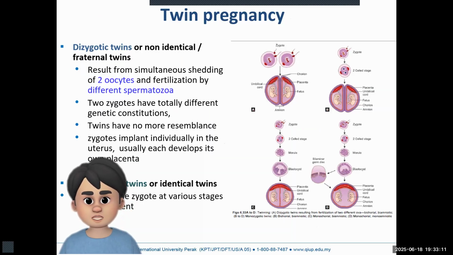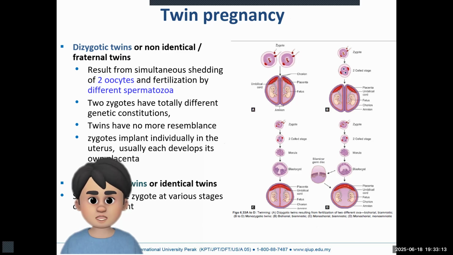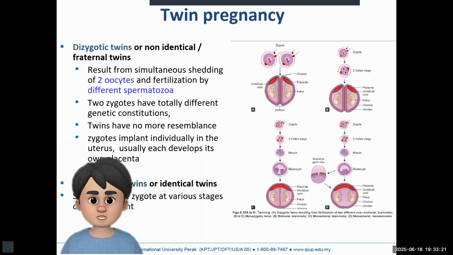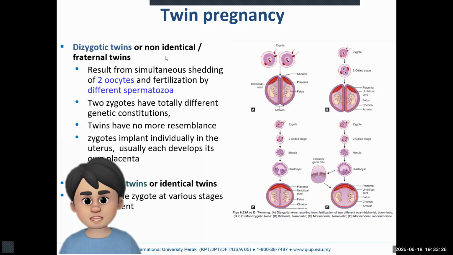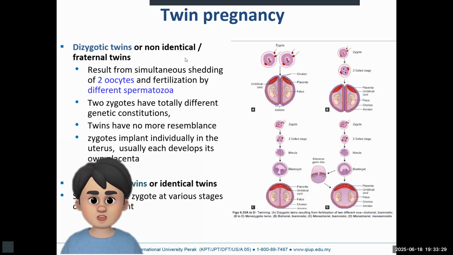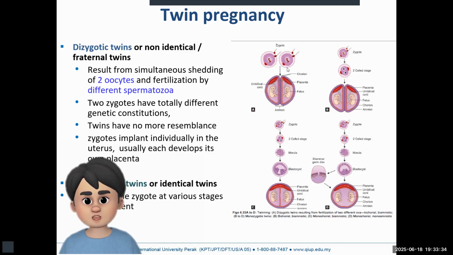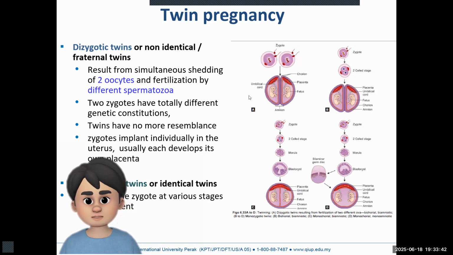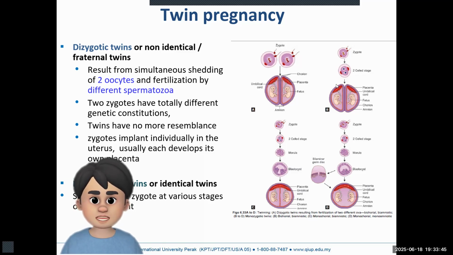Twin pregnancy. There are two ways it can be formed. Two eggs fertilized by two sperms. You can see there's a significant difference. Dizygotic twins, non-identical twins. If two eggs fuse with two sperms, those are non-identical. This is non-identical, and this is identical. That means after the two-cell stage, what happened?